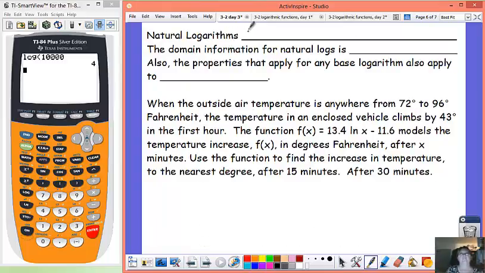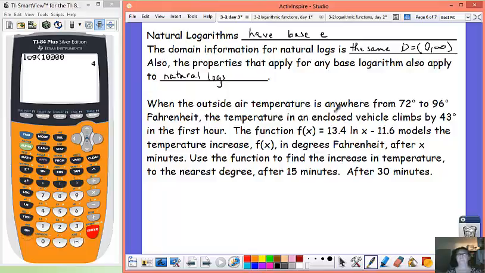Our natural logarithms have base e, as you'll remember. The domain information for natural logs is the same as for any other logarithm. That is, the domain has to be bigger than 0, and it can go to infinity. The properties that apply for any base logarithm also apply to natural logs. So anything that we know about logarithms also applies to natural logs. So here's a little problem that has a base e situation.